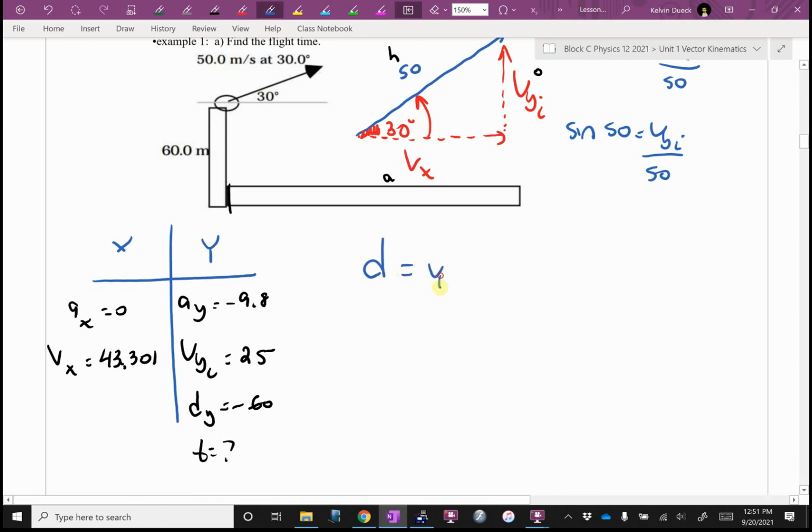d equals v_i t plus a half a t squared, vertical, vertical, vertical. Make sure I put my verticals in. A common temptation: kids want to put the 50 in for v_i, because isn't that the initial? No, we're never going to use the slanty. It's neither vertical nor horizontal. It can't go into anything.